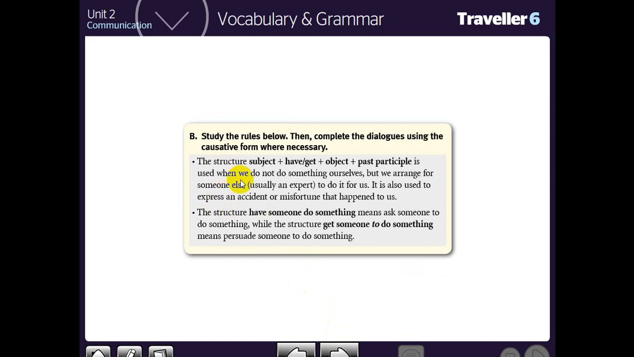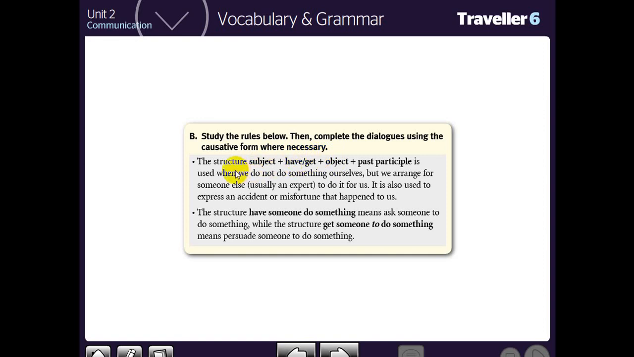The causative form is a structure in English which begins with a subject plus have or get plus object plus past participle. So, subject plus have plus object and finally past participle. This is the structure of the causative form. When can I use it? And why don't I use the active one?